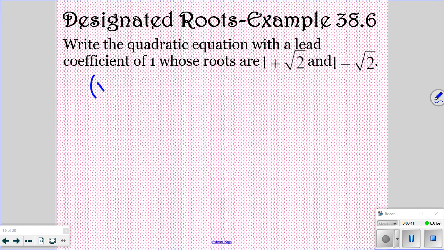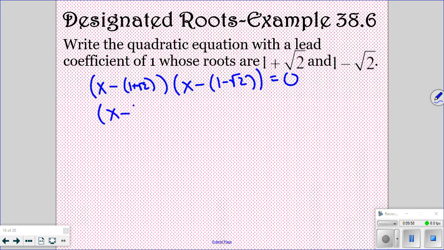So again, we're going to do x minus the root times x minus the root. And the reason I'm putting parentheses, we have 2 parts here, so we need to make sure to distribute that minus sign to both of them. So we end up with x minus 1 minus the square root of 2 times x minus 1 plus the square root of 2. People typically forget to distribute the negative, and sometimes that'll mess you up. So that's why I started off with the parentheses.